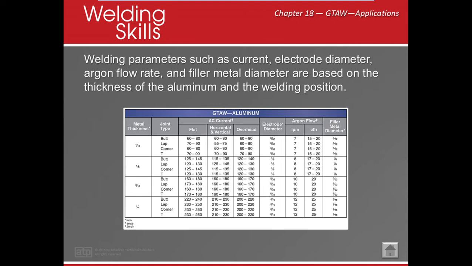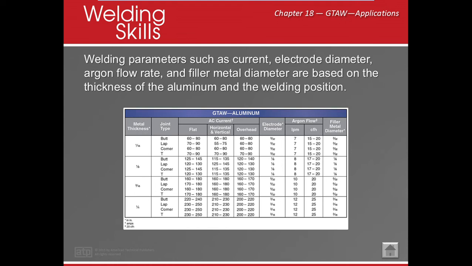So remember, aluminum has a high thermal coefficient. This means it takes a lot of heat and dissipates it fast. Also, aluminum has a high thermal expansion. What does it mean? It means when it gets hot, it gets bigger, and when it cools, it gets smaller.